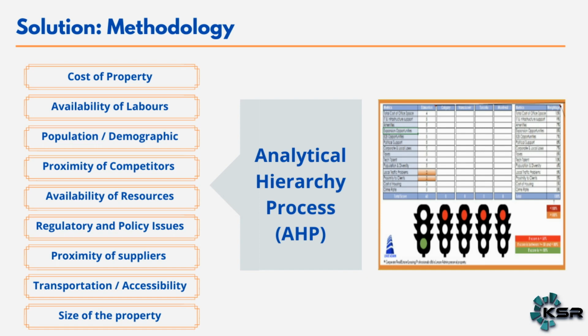Now, how does this work? The data for this kind of use case won't be available. So we select a panel of experts from the business development team and we give them a template with all the factors listed on the left hand side, like cost of property, availability of labor, demographics, proximity of competitors, availability of resources, regulatory and policy issues, proximity of suppliers, transportation, and size of property. For these attributes, for each location, these business practitioners will give a rating from 1 to 9, where 1 is too low and 9 is very high.